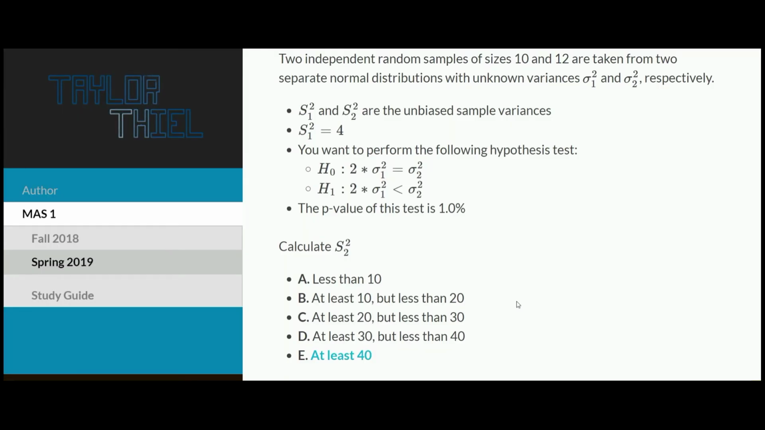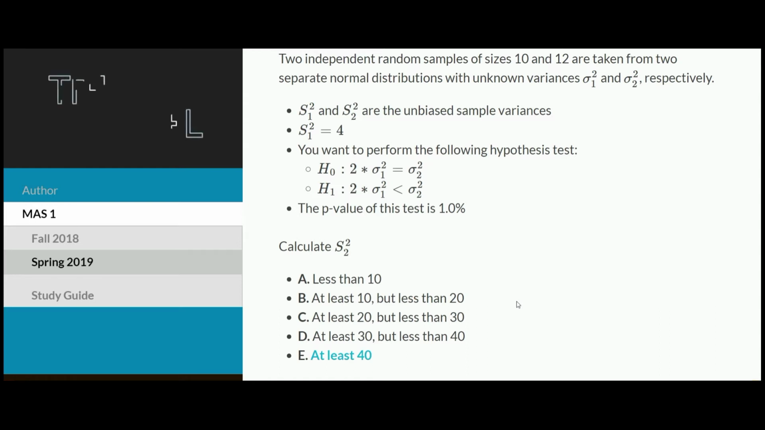Two independent random samples of sizes 10 and 12 are taken from two separate normal distributions with unknown variances sigma sub 1 squared and sigma sub 2 squared, respectively. S sub 1 squared and S sub 2 squared are unbiased sample variances. S sub 1 squared is equal to 4.